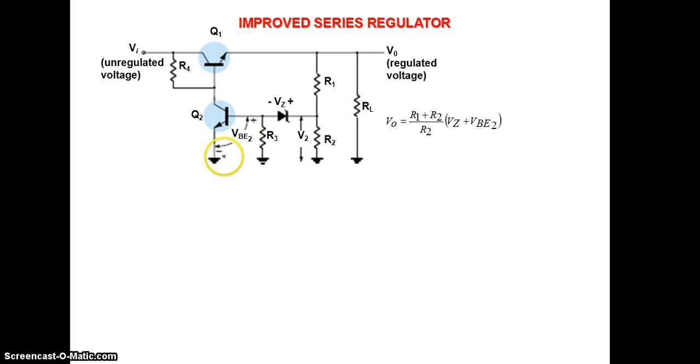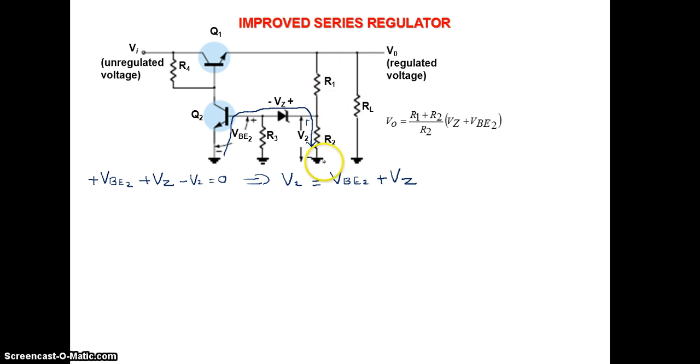So here if I am writing the KVL on this loop, so this is minus, plus VBE2, plus VZ. Now this is V2, the voltage across R2, plus minus. So minus V2 should be equal to 0. Or this I can write as V2 should be equal to VBE2 plus VZ.